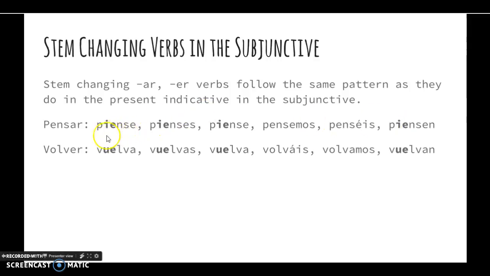And then here in the ER ending verb, the O changes to a UE, so vuelva, vuelvas, vuelva, volvamos, volváis, vuelvan. So the O stays in the vosotros and the nosotros form.